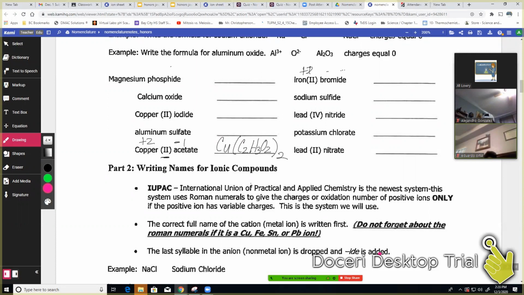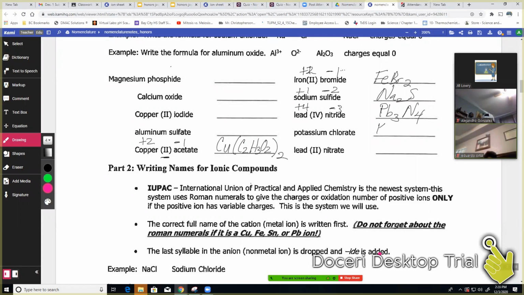+2, +2 -1. So I would have FeBr2. +1 -2, Na2S. +4. Somebody said they didn't know how to read Roman numerals. That's a 4. Pb, oh yeah, M4, because we needed to get this one up to 12, right? I think it's about the highest we ever do.